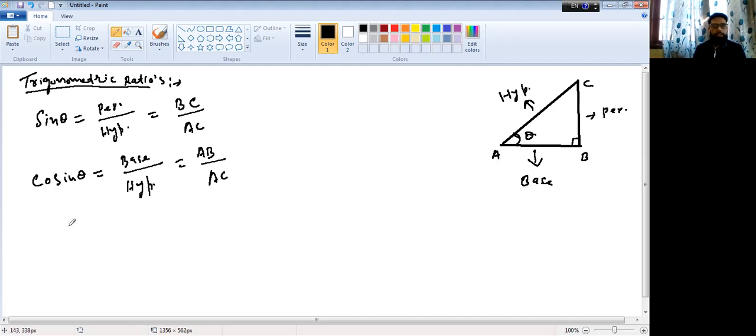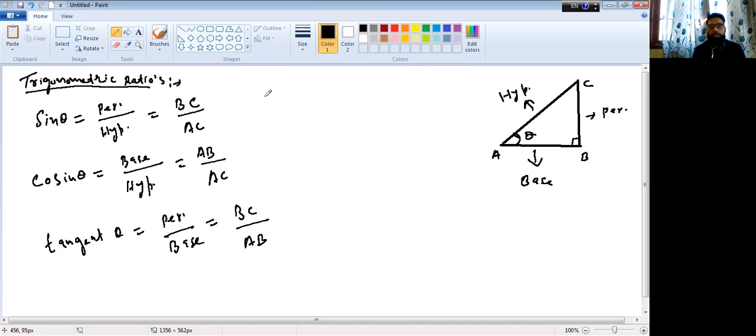And another trigonometric ratio, that is tan of theta, tangent of theta, which is equal to perpendicular divided by base. Our perpendicular in this triangle is BC, so it is BC divided by base. Base is AB.